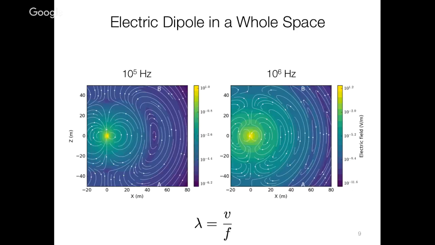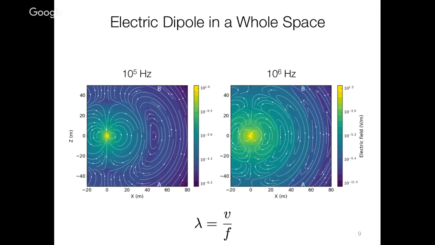If you have an electric dipole in the frequency domain at 10 to the 5th hertz, this is what the field lines look like. And at 10 to the 6th, this is what the electric fields look like. Notice the complexity of the structure here, and the changes of sign. These electric field lines are going like this, and then these ones are going in the opposite direction. When you look at 10 to the 6th hertz, notice how frequently they're changing.